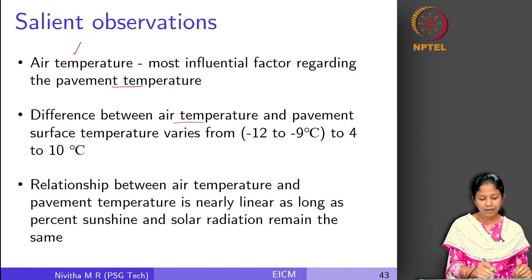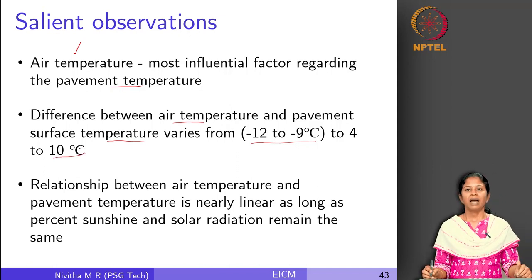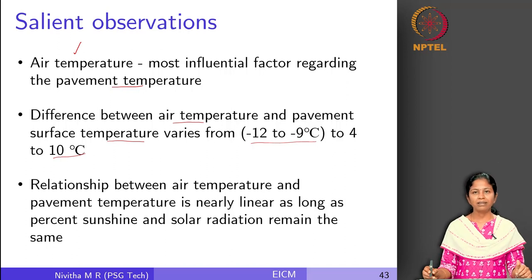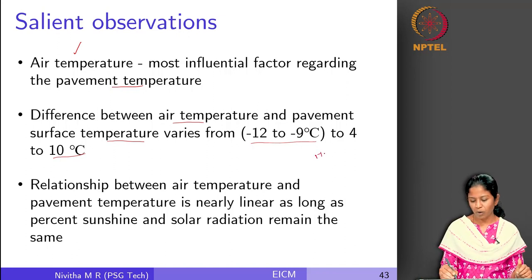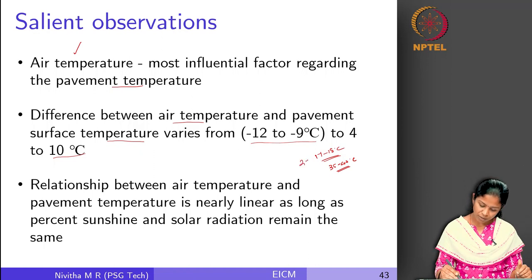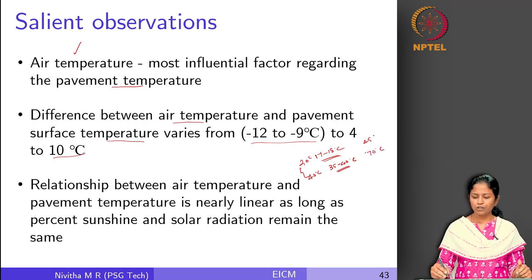Also, the difference between air temperature and pavement temperature varies from -12 to -9 degrees Celsius and 4 to 10 degrees Celsius. Again, these numbers are calculated for climatic conditions in the US. For India, in the previous lecture I was talking to you about the regression equation that we developed to compute the pavement temperature. When that equation was used, we observed that when the air temperature was about 17 to 18 degrees, the pavement temperature was about 35 to 40 degrees approximately, right? Whereas when the air temperature increased to 45 degrees, the pavement temperature increased up to 70 degrees. So the difference between air temperature and pavement temperature increased as the air temperature increased.